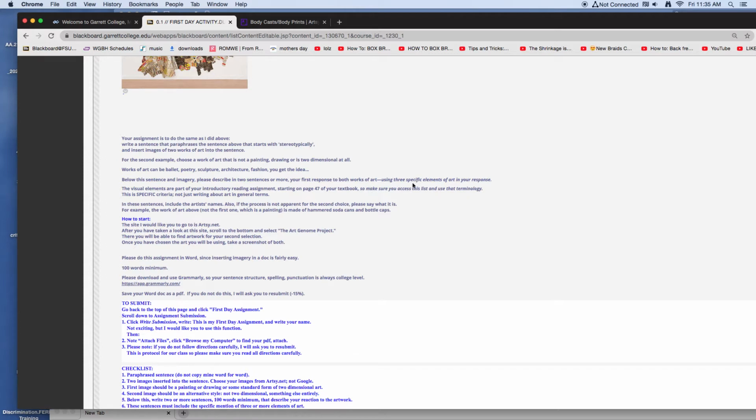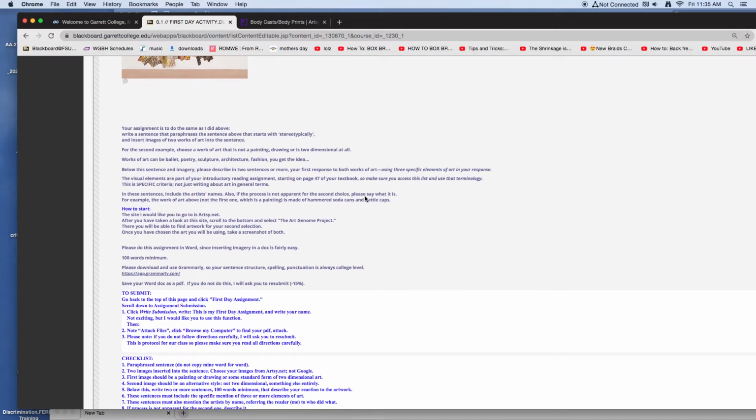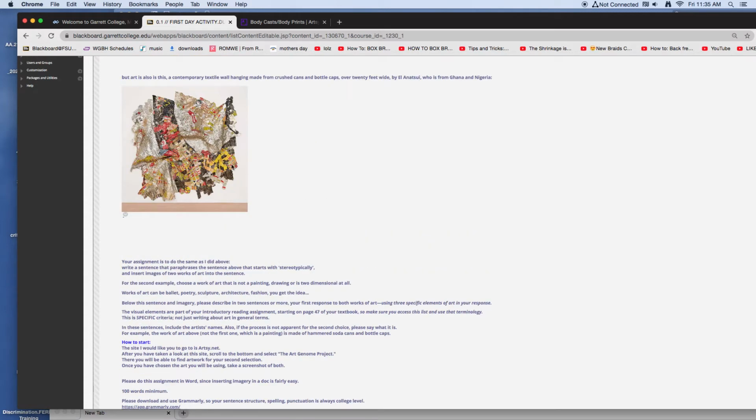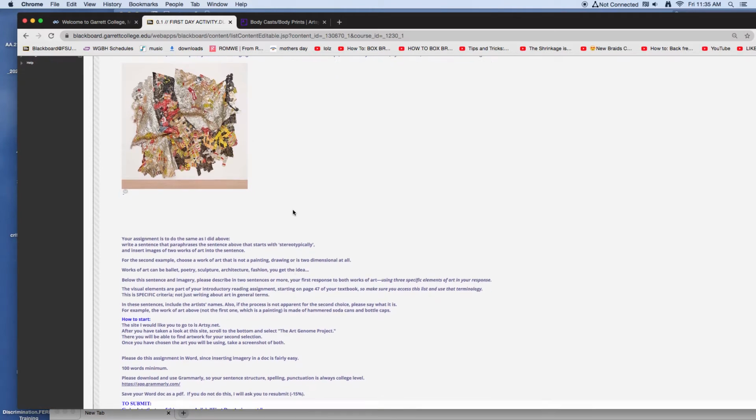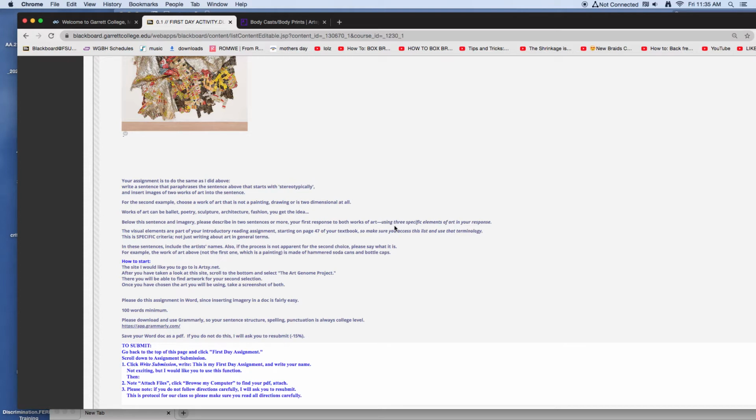Okay? The elements of art are listed on page 47 of your textbook, so you have to use three. There's a good number of them, maybe 10 or so. But use three specific ones in your sentence. What do you like? I liked the shape. I liked the size. This thing is over 20 feet. I liked the colors. I liked the texture. I liked, stuff like that. Contrast. Okay? Pick out those words from your list.